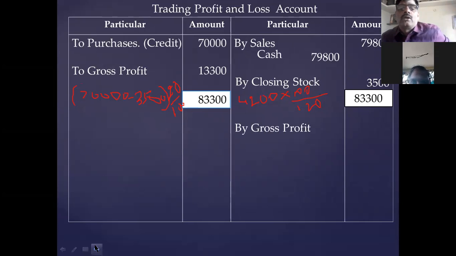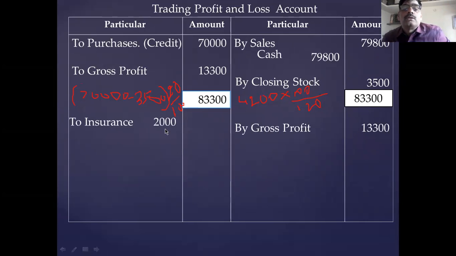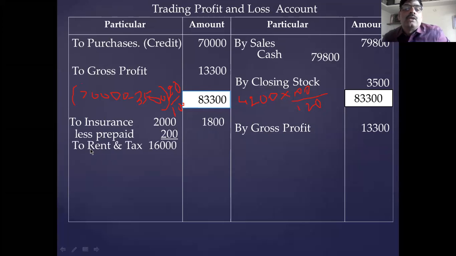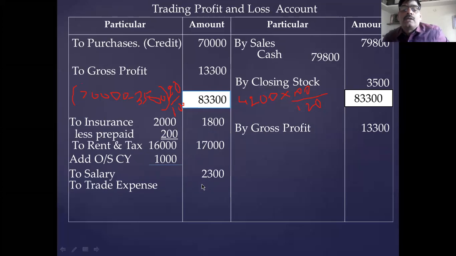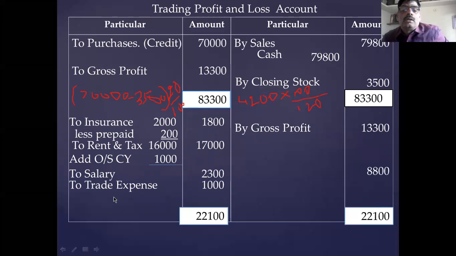That is the cash sale. I recorded it there. Gross profit is 13,300. Then insurance is 2,000. Less prepaid 200. Balance is 1,800. Then you take the rent and rates 16,000. Add outstanding 1,000. Balance is 17,000. Okay. Next, salary is 2,300. Then trade expense is 1,000. You close the account. Total is 22,100. Then there is a net loss of 8,800.